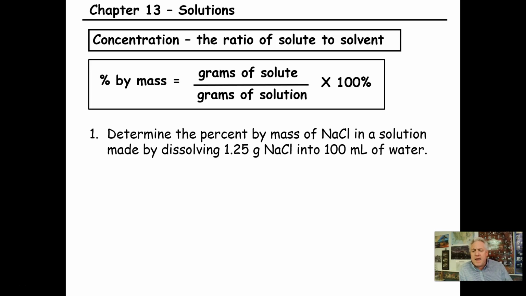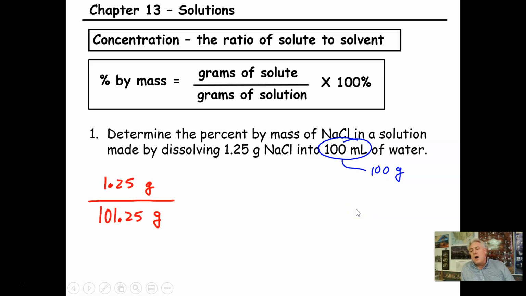Determine the percent by mass of sodium chloride in a solution made by dissolving 1.25 grams of sodium chloride into 100 milliliters of water. Now, we need the grams of the stuff. All right, now we got to realize that for water, 100 milliliters is going to be equal to 100 grams. Now, that's only true for water, because 1 milliliter is 1 gram for water.